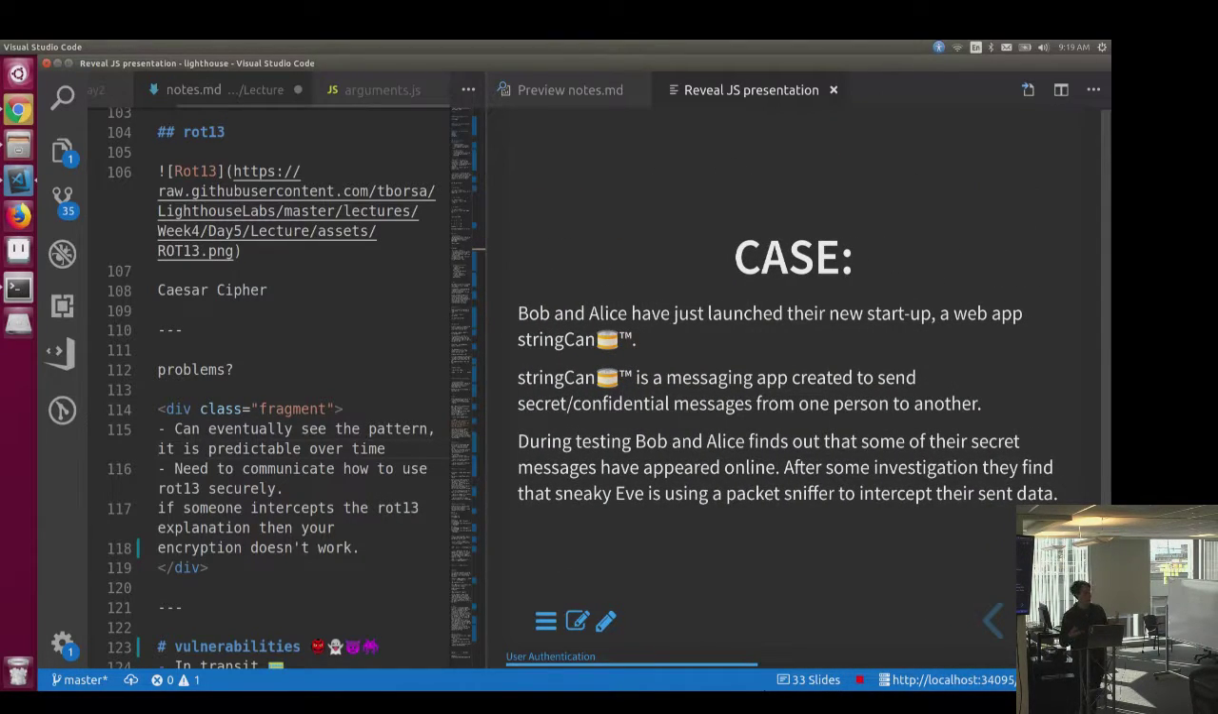So to work through some of the things that we need to build up for our authentication, we're going to be using a continuing example of Bob and Alice. Bob and Alice just launched a new startup. It's a web application called StringCan. StringCan is a messaging app created to send secret confidential messages from one person to another. During testing, Bob and Alice find out that some of their secret messages have appeared online. After some investigation, they find out that Sneaky Eve has been using a packet sniffer to intercept some of their sent data.